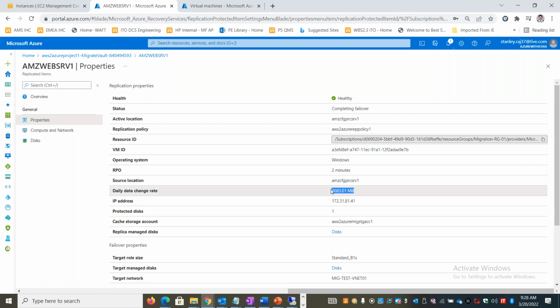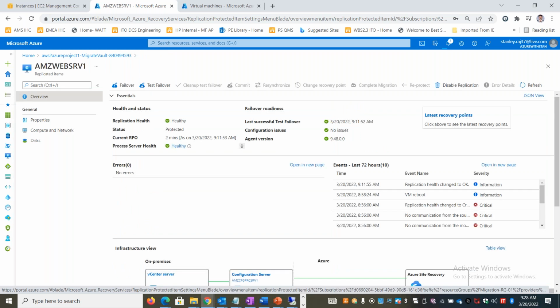If you have a virtual machine with a high data change rate, it will take a lot of time to cut over. Ganesh was asking a question about this yesterday. It all depends on the daily data change rate also. It will take more time for failover and cutover.